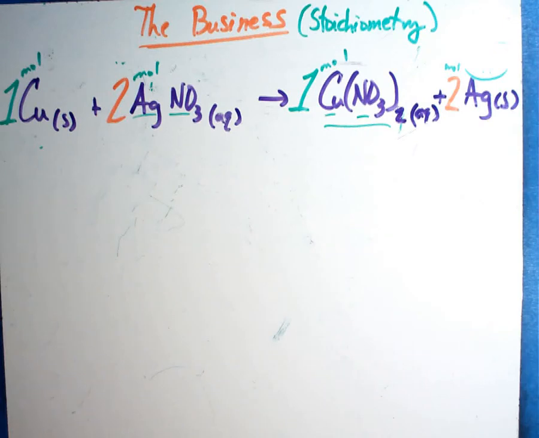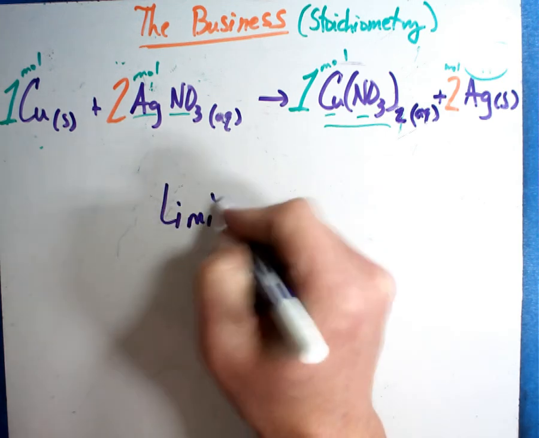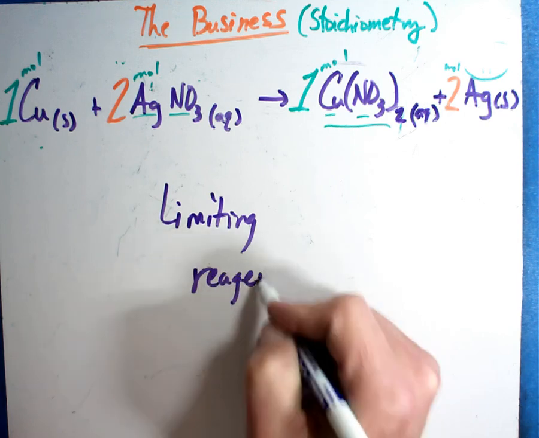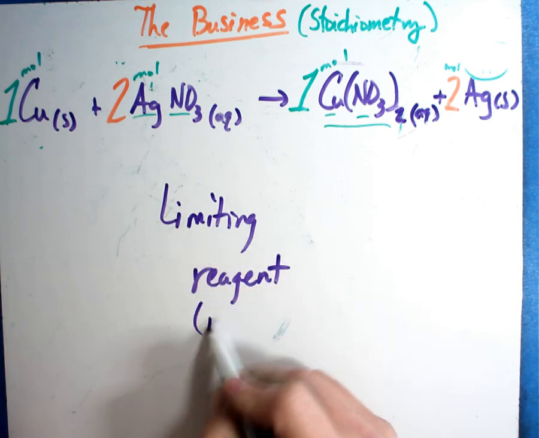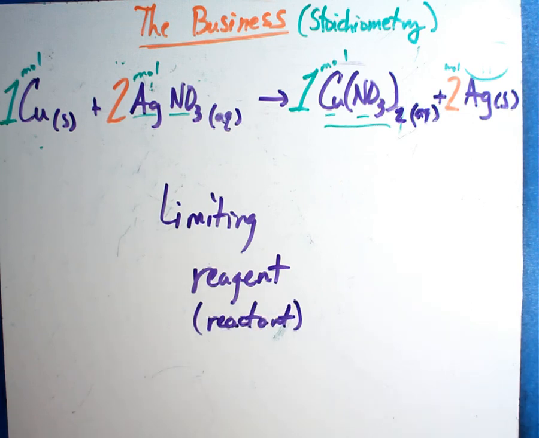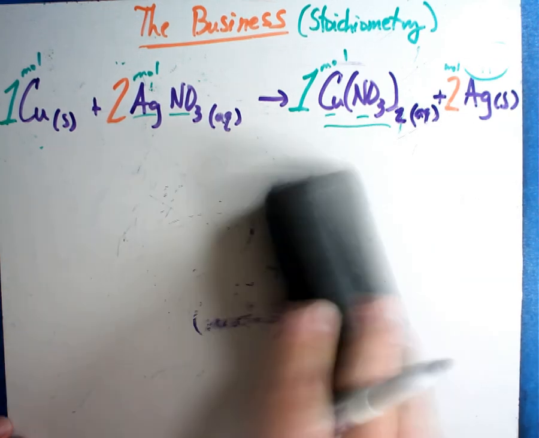Alright, in this video I'm going to show you a little special case that happens sometimes, and it is what is called a limiting reagent. Limiting reagent. The word reagent is like a reactant. Okay, limiting reactant. Okay, and here's how it works.